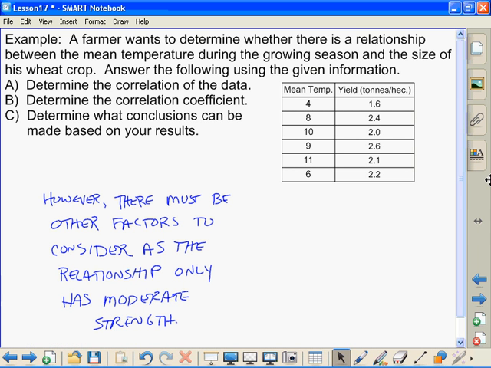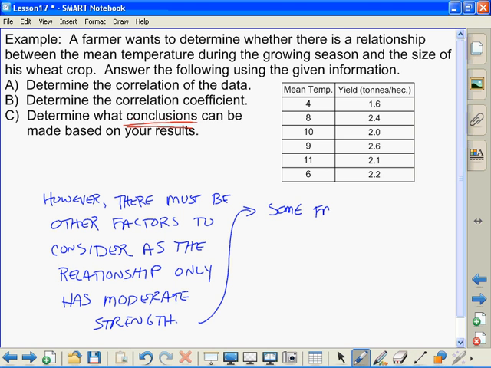Okay, welcome back for the last segment here. I just want to revisit the farmer example for one last second. I just want to talk about this critical analysis, and it's so important. I keep emphasizing when we do the graphic text exercise in class that you look at the broad picture here in terms of the conclusion. So we talked about there must be other factors to consider as the relationship only has moderate strength. I just want to continue that for one quick second.